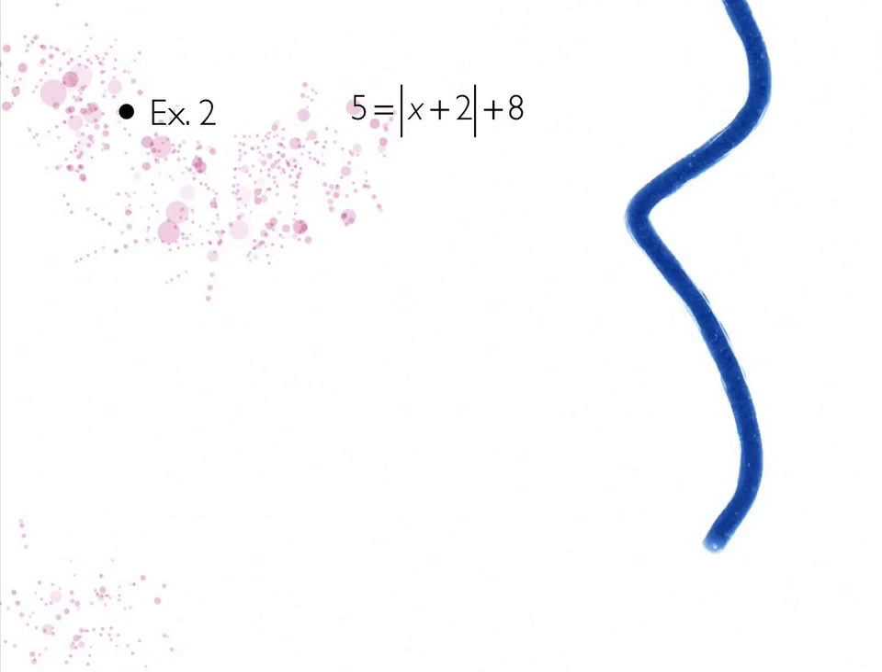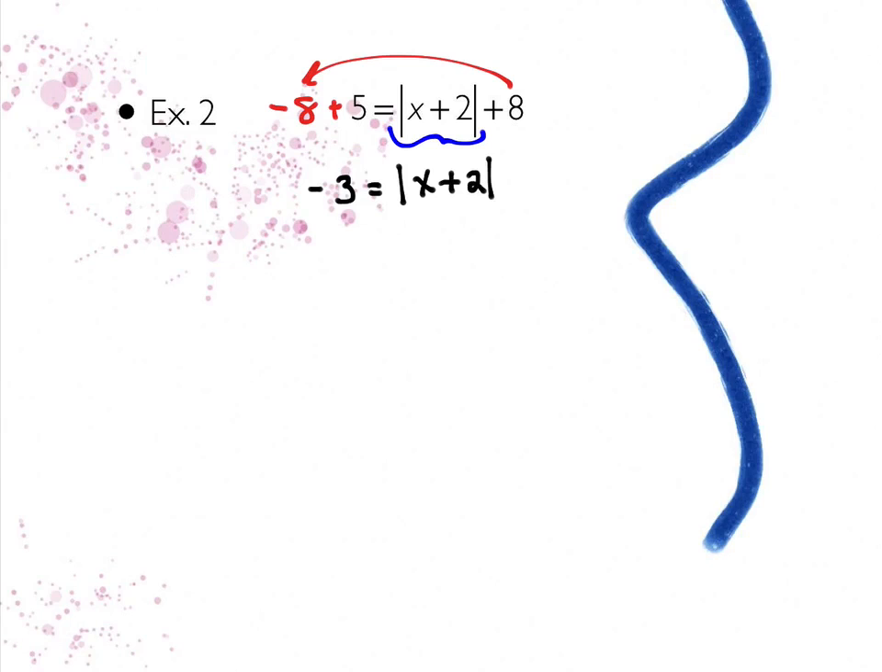Here's another one. Same procedure. We're going to get this term by itself. So that means taking this 8 and getting rid of it, moving it over here. That's a plus 5. So negative 8 plus 5, signs are different. Subtract, keep the sign of the bigger number. That's going to be a negative 3 equals the absolute value of x plus 2.